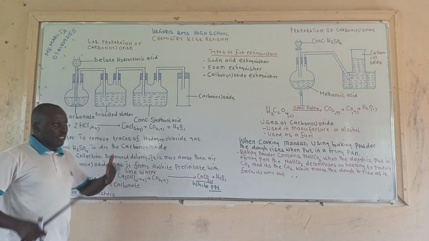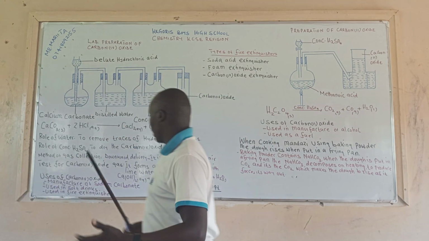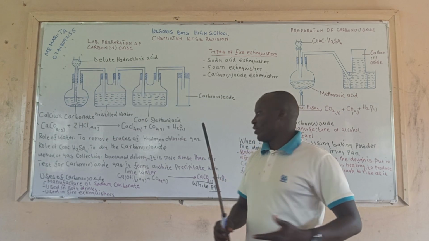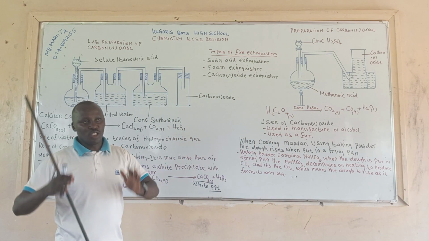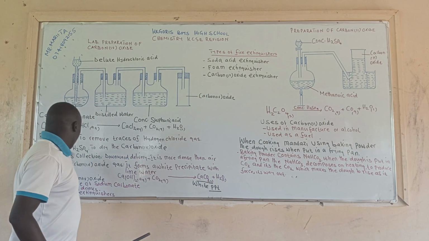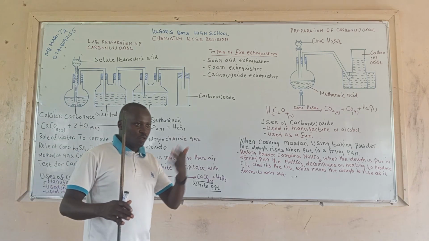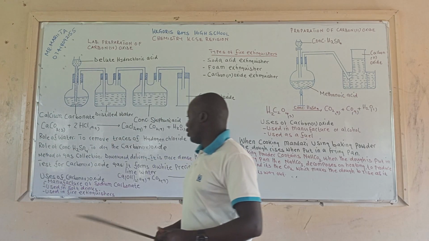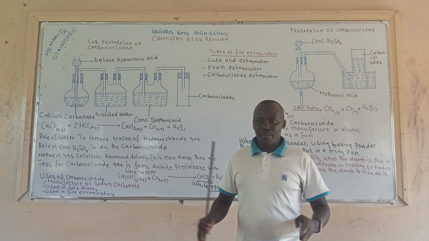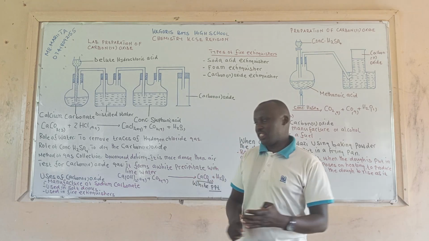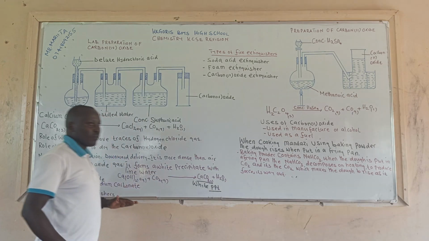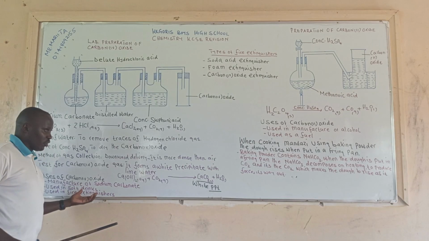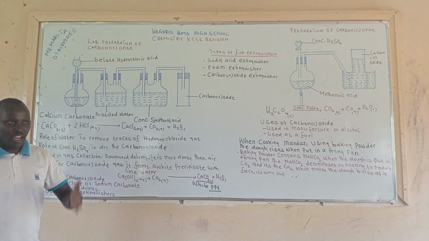And then we have some of the uses of carbon dioxide. Carbon dioxide is used in the manufacture of sodium carbonate, that is in the Solvay process. It can also be used in the manufacture of drinks like soda, and also it is used in fire extinguishers. Why it is used as a fire extinguisher, you need to understand the property that makes this carbon dioxide gas to be used as a fire extinguisher.